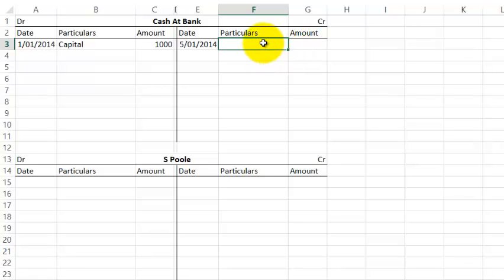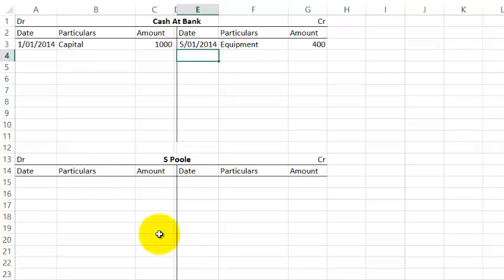Let's assume that we bought some equipment. There we are, and let's assume we paid $400 for it. All right. So we've got a debit entry, which has increased the cash at bank account, and we've got a credit entry here, which has decreased the cash at bank account.